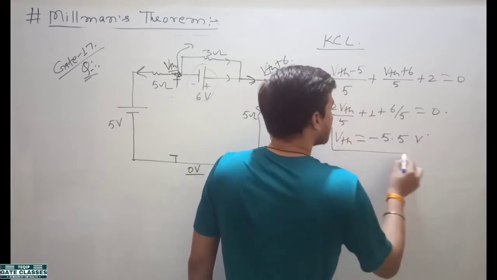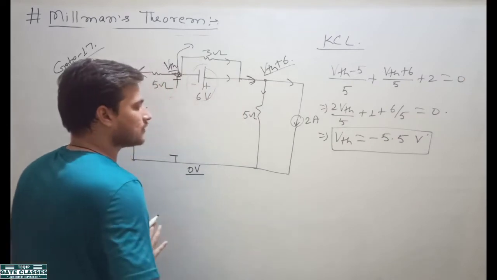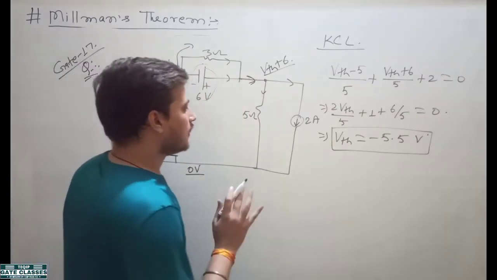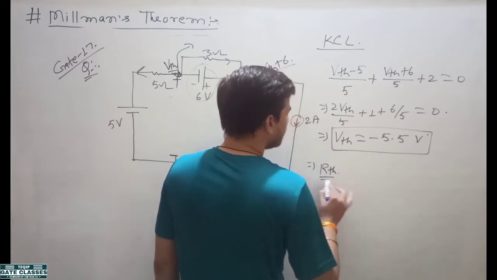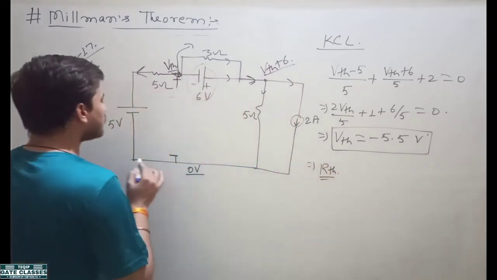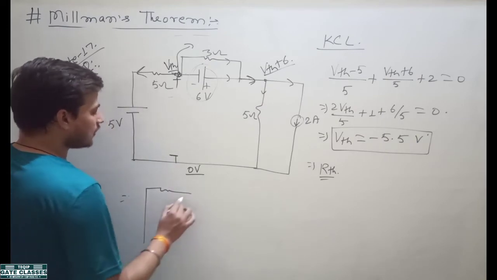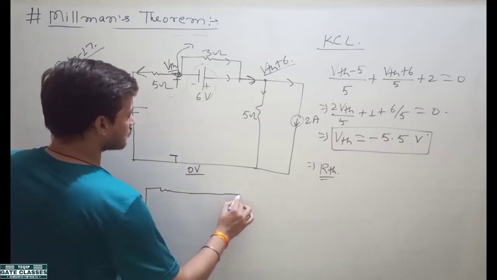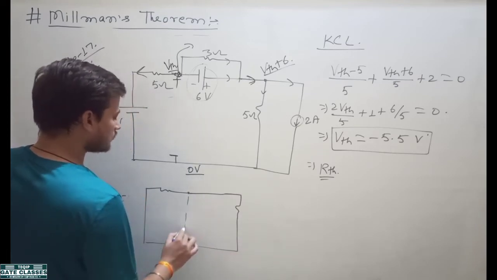Now here Thevenin's voltage is coming negative. Don't confuse this with this one. Next write for RTH. For RTH, if you draw the circuit, then you will have to deactivate the independent sources. The circuit will be like this one.